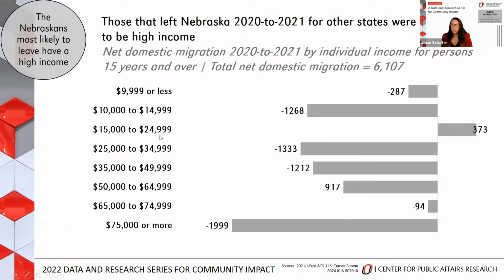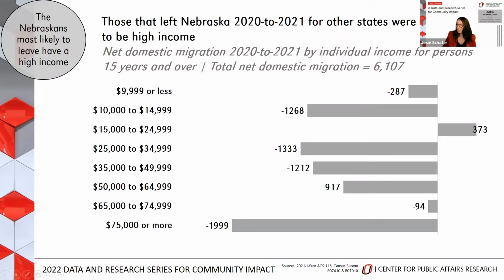The Nebraskans most likely to leave have a high income. So here we have income categories, again, a standard table from the Census Bureau. I did use the 2021 1 year just because I was interested in migration trends in 2021. We always suggest using the 5-year data from the American Community Survey for the United States Census Bureau. It's just a little bit more robust. It is for that last year, but they use data from years prior to smooth any outliers.